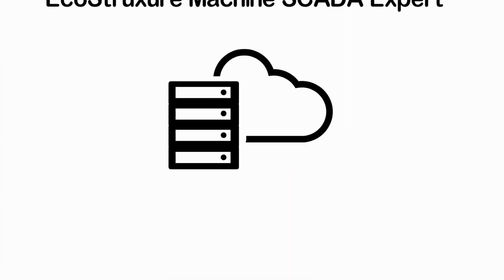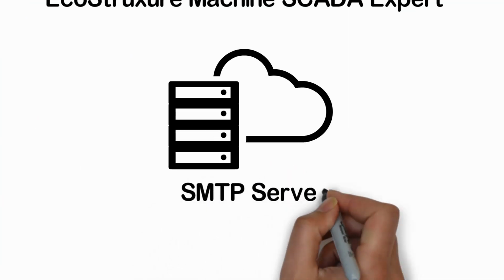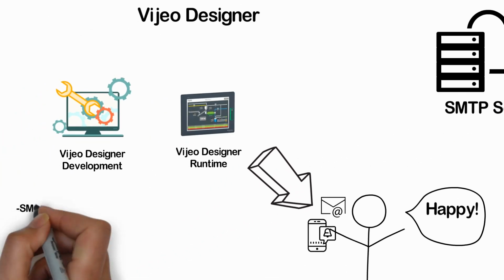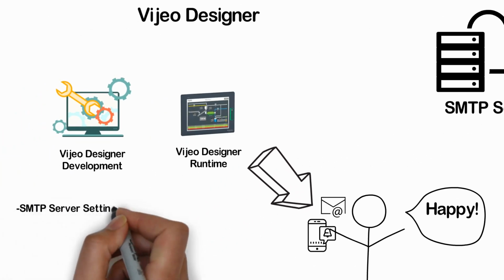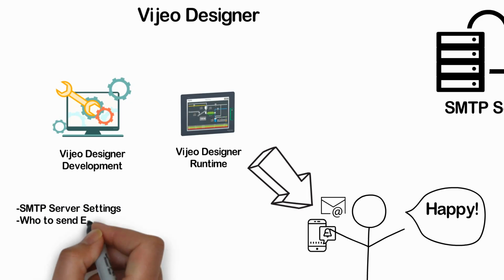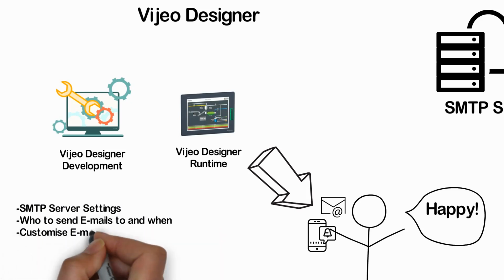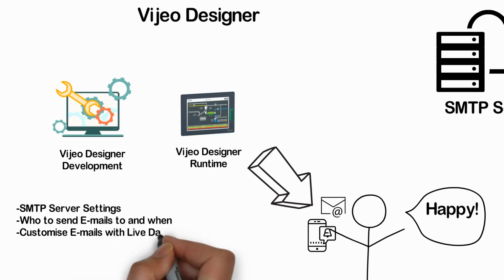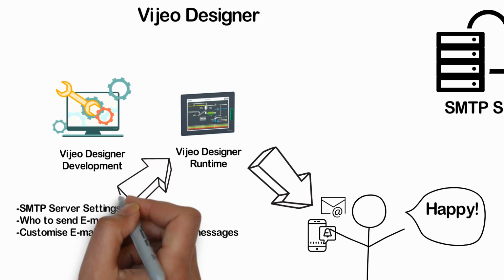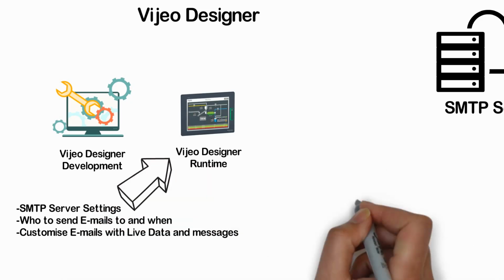This could be a local SMTP server to the process or machine, or it could be on the internet. We configure the HMI with the necessary SMTP server settings, the events that will trigger the email, who to send them to. I can even embed live data into the messages. Send this configuration to the HMI.